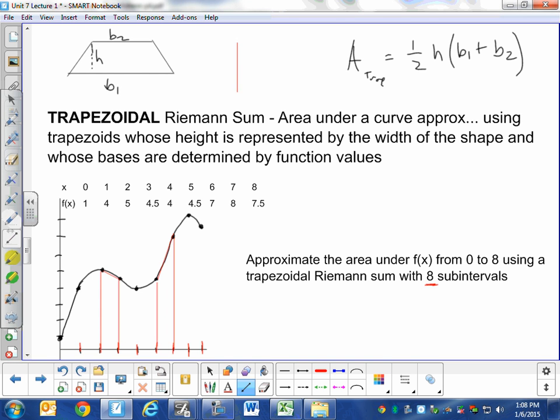Here's what happens: the trapezoid ends up getting stood on its end like this. This base ends up becoming a height, and this base ends up becoming another height. And what the height ends up becoming is the width of your interval, your delta x. Do you all see how these trapezoids have turned onto their edge and flattened out? Okay, well, I can create all of these trapezoids and then sum up all their areas.